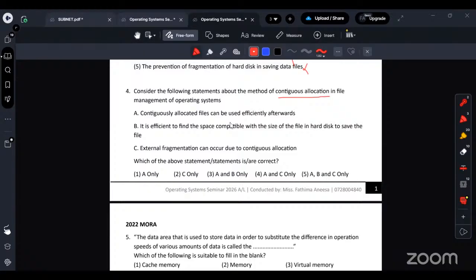Before I explain, what is the answer? Read it and quickly drop it in the chat box. You have tried it, right? So what is the answer? I want you all to try it first. Contiguously allocated files cannot be used efficiently afterwards. Okay, I got one correct answer. How about others? Don't stay silent, guys.